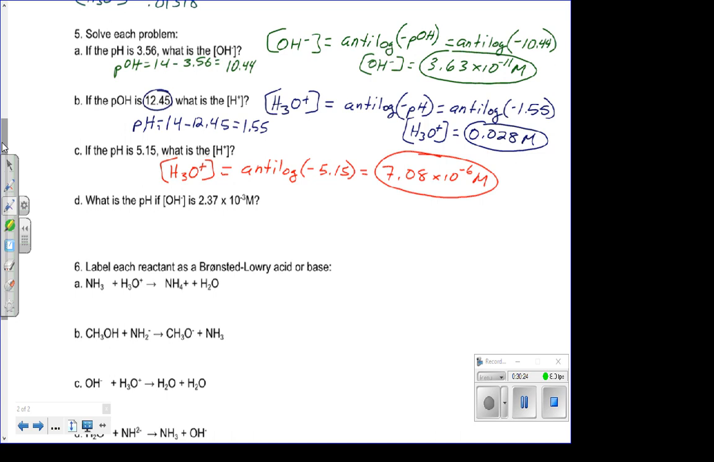And same thing for letter D, pretty straightforward. Well, I guess it's not. They gave us the OH concentration, but they want the pH. Again, I prefer getting the pOH first.